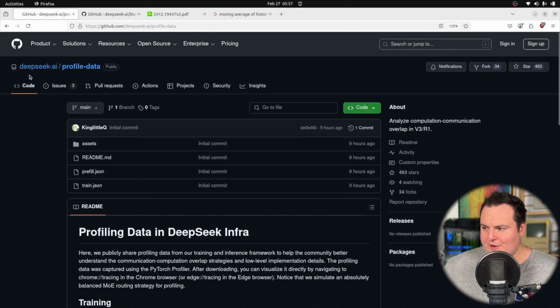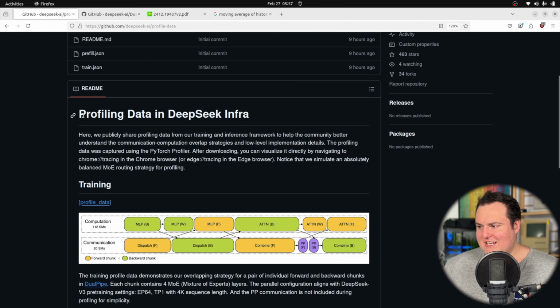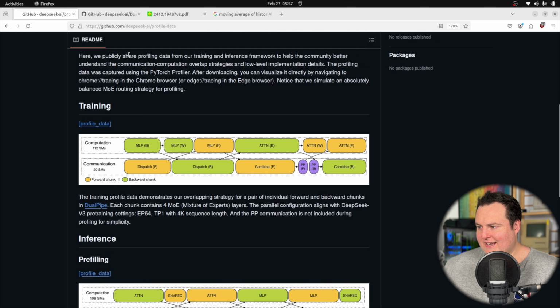The final of the 3 repositories here is the profile data, which is basically the data that comes from the PyTorch profiler. So this helps the community better understand the communication to computation overlap strategies and low-level implementation details. This is almost like log output that you can go through and see how these implementations were happening during the actual training of the V3 model and things of that sort.